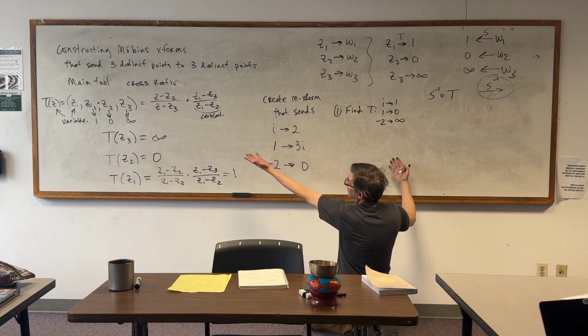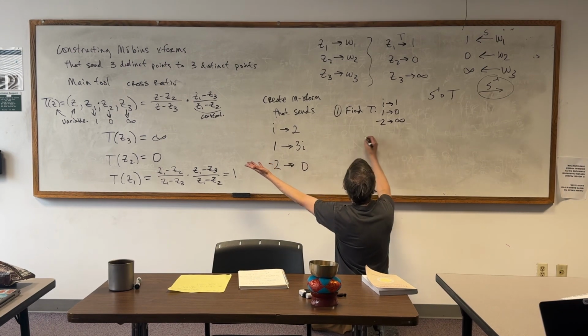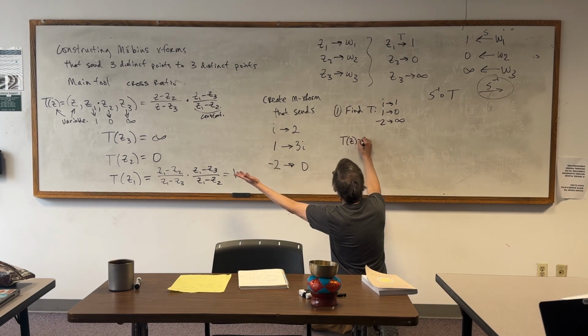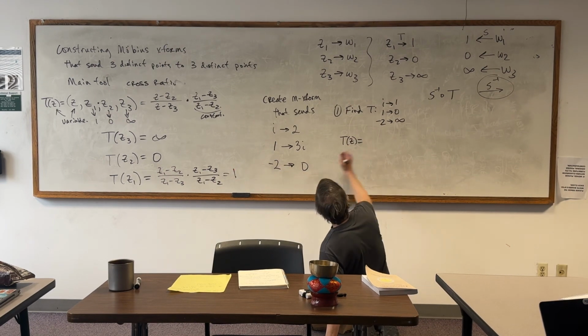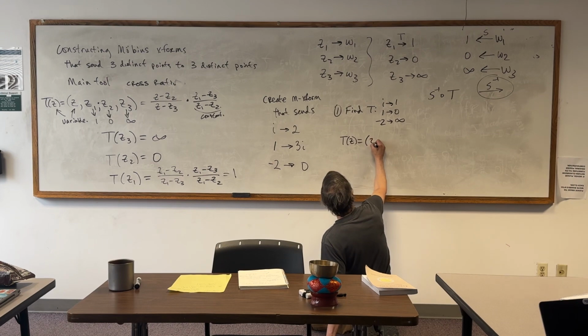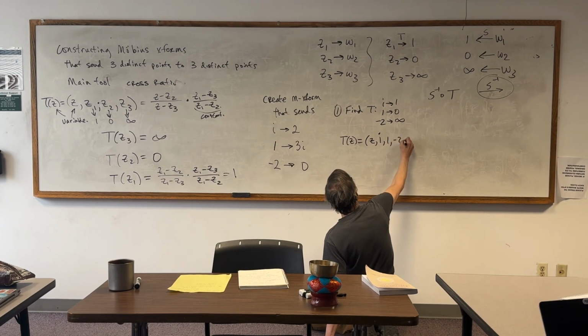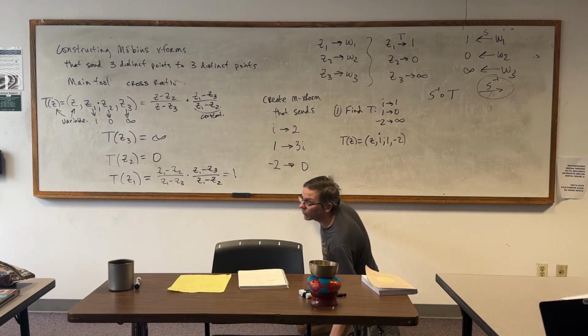And to do that, I've got a formula that tells me how to do this. So this T is going to be, I'm just literally plugging in these numbers there. So let's write it out so that we have it in our notes. It's going to be z minus i over z minus 1, times 1 minus 2. It's that cross ratio.